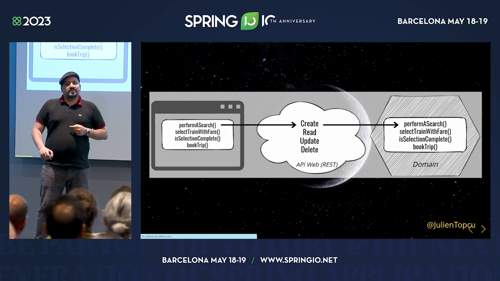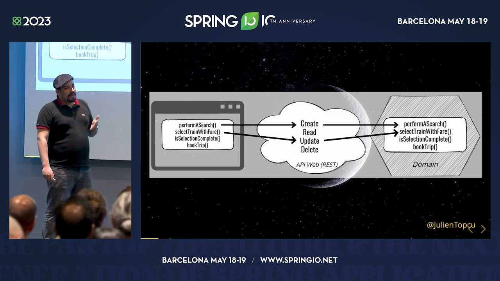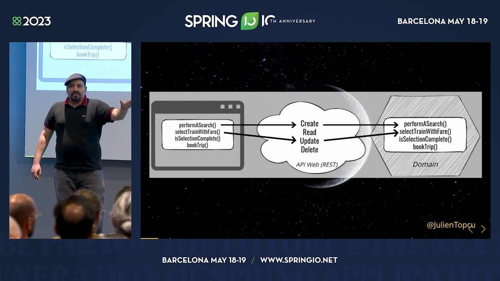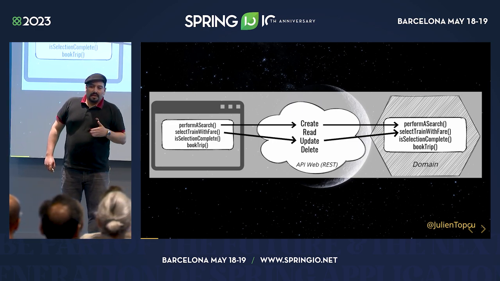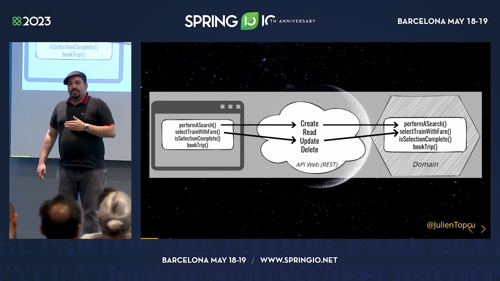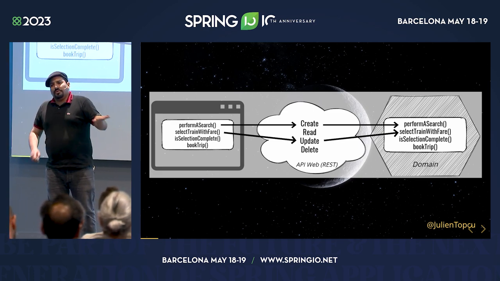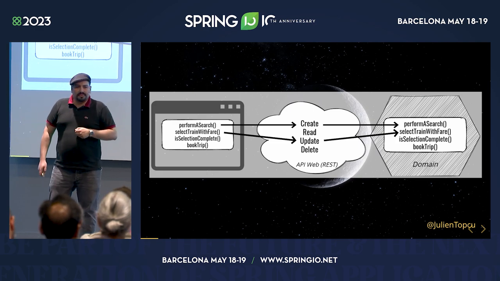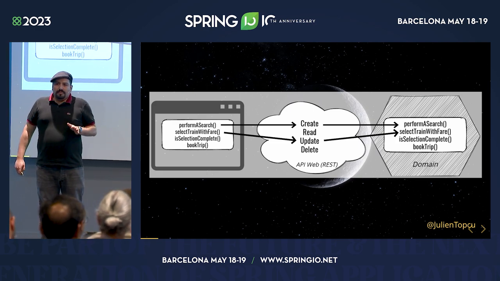Another example, select train with fare. That time, we will map it on something like update a sub-resource selection inside the search resource. And here we can ask yourself if we are not a bit mad, because by the way, it's a bit arbitrary. We could have done something like create a selection resource. Why are we a bit mad there?